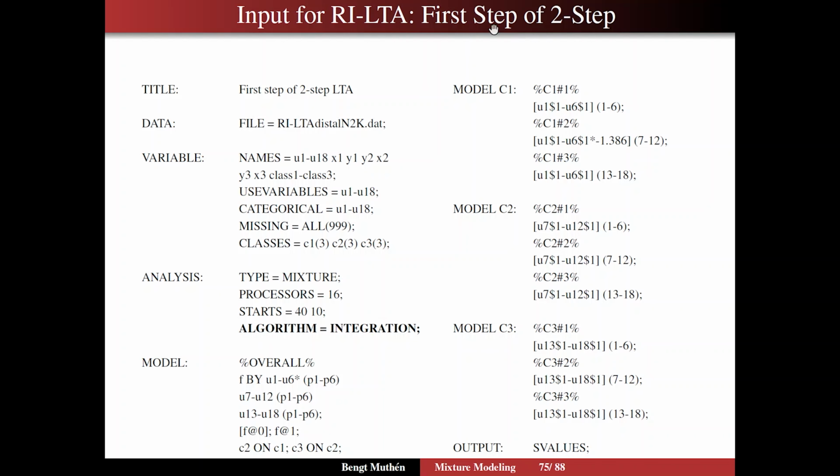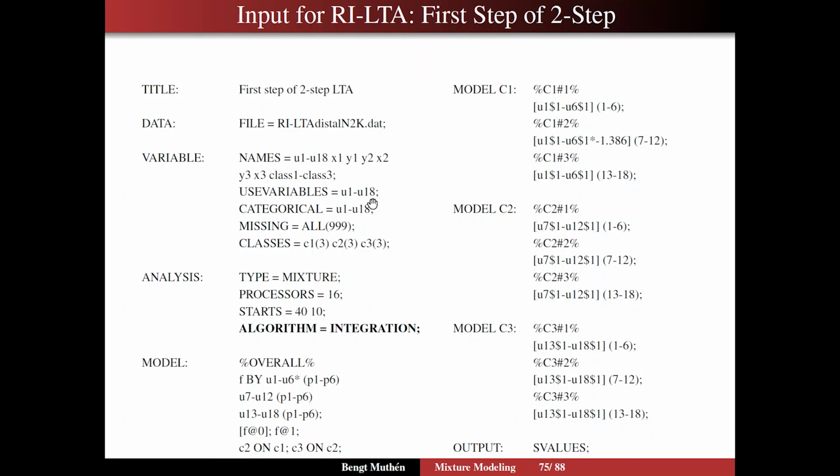Slide 75, we turn to the first step of 2-step. And here, as often with 2-step, you can go back to the original data because there's no saved data of interest really. You don't save C probs, you don't save BCH weights.